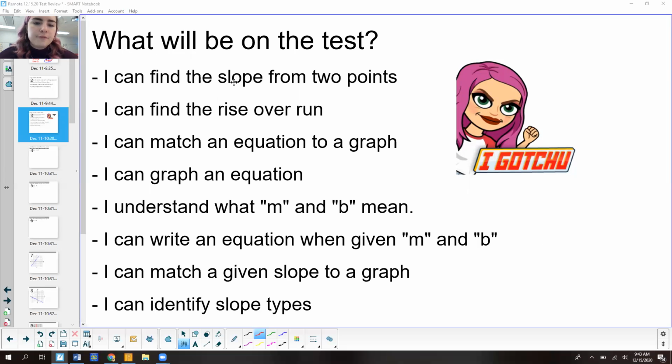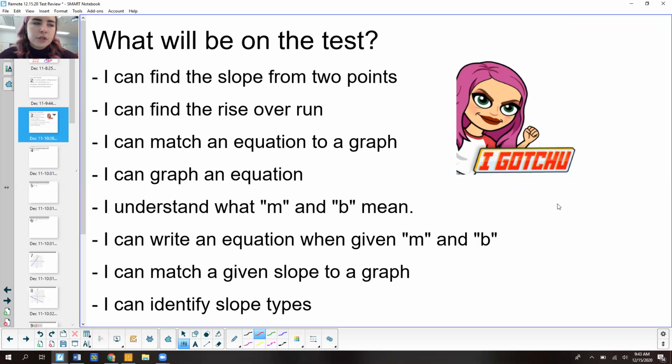I want you to be able to find the slope from 2 points. I want you to be able to calculate rise over run, which is just slope. I can match an equation to a graph. I can graph an equation. I understand what m and b mean. I can write an equation when given m and b. I can match a given slope to a graph. I can identify slope types.